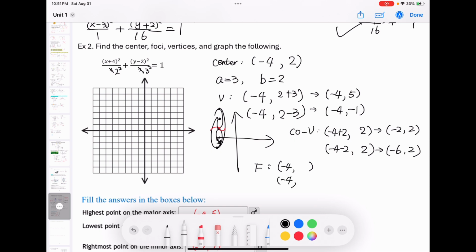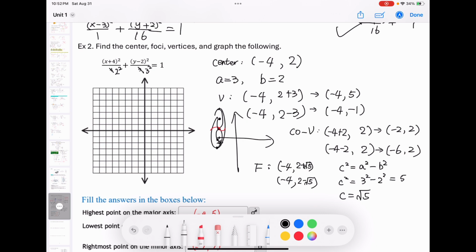Based on the 2, we need to go up and down c units, but where is the c? So c squared is equal to a squared minus b squared. So c squared is equal to 3 squared minus 2 squared. It is 9 minus 4, which is 5. c is positive, square root of 5. That means based on the 2, we need 2 plus root 5, and then 2 minus square root of 5. Okay, we have a lot of information.